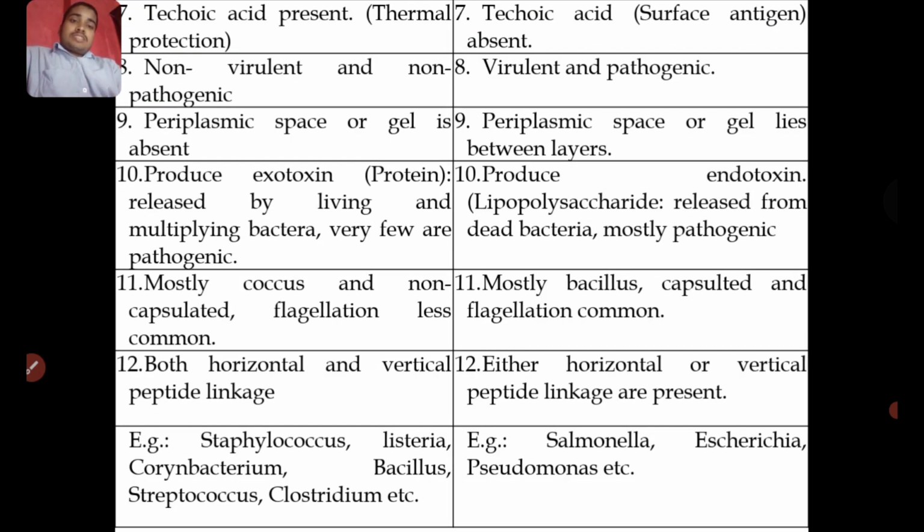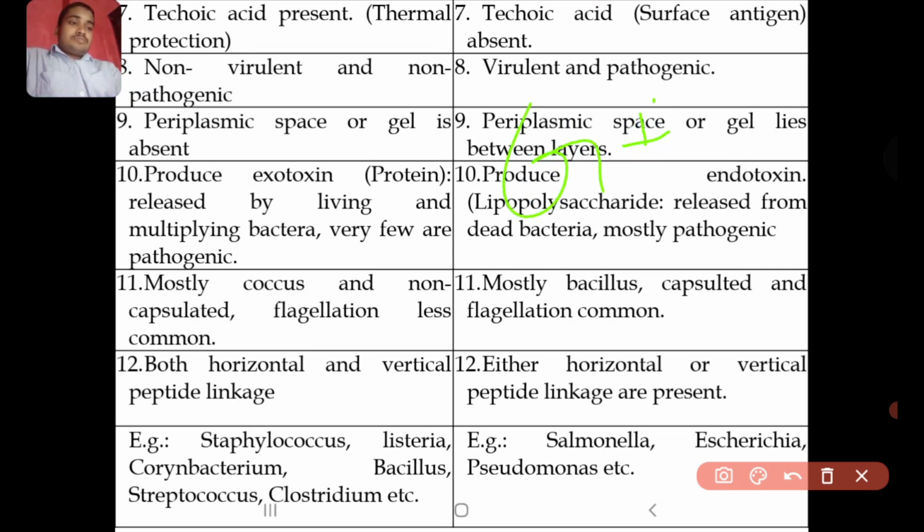Next, gram positive is mostly coccus and non-capsulated, flagellation is less common, but gram negative is mostly bacillus. Bacillus is generally gram negative, and coccus is generally gram positive. Examples are given: Staphylococcus, then bacillus.